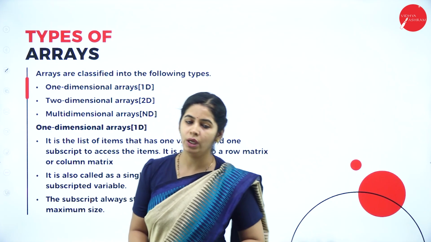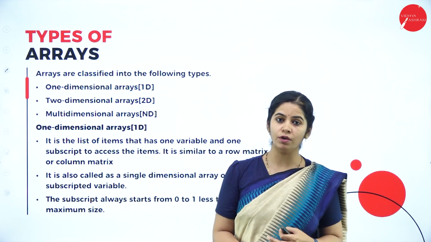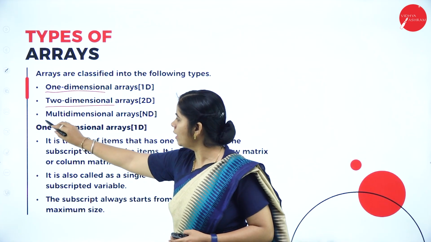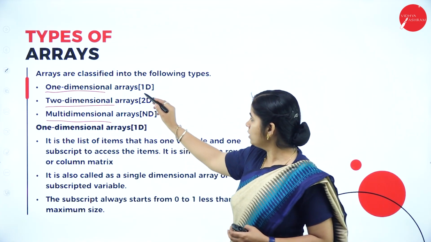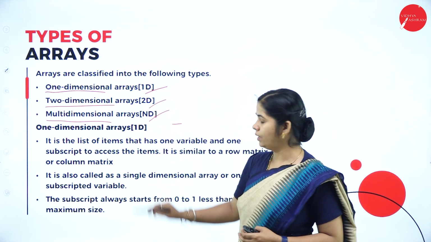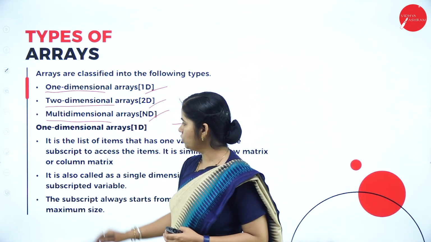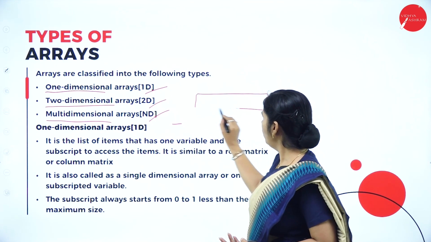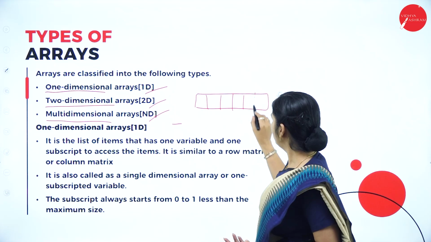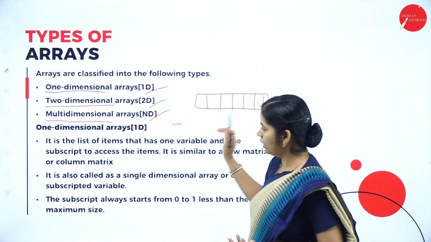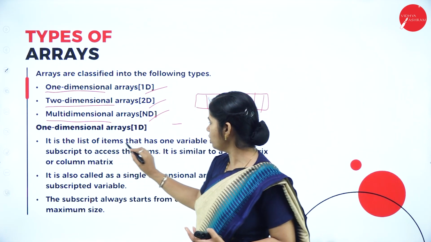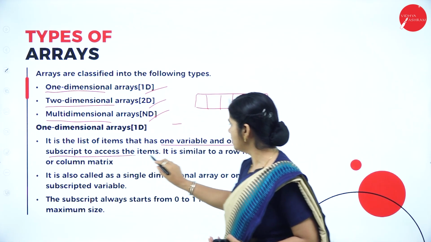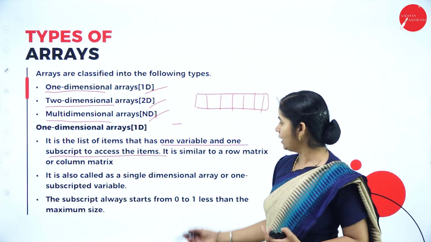Next, we are moving into the types of arrays. How many types of arrays do we have? We have 3 types of array: one-dimensional array, two-dimensional array and multi-dimensional array, called 1D, 2D and ND. Let's see what a one-dimensional array is. As we have represented, it is stored linearly, moving in one direction. That is called one dimension. It is a list of items that has one variable name and one subscript to access the item.